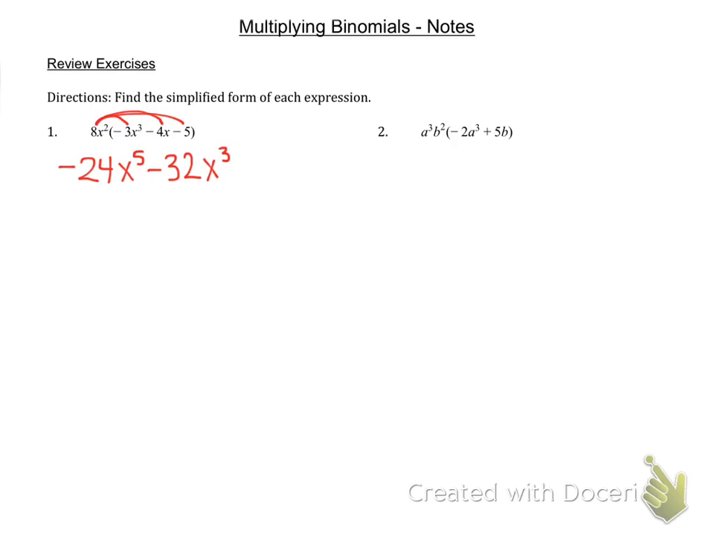Last, I have 8x squared times a negative 5. 8 times a negative 5 is a negative 40, and then x squared.